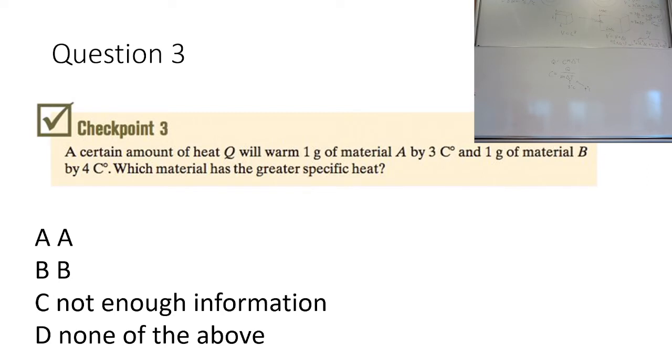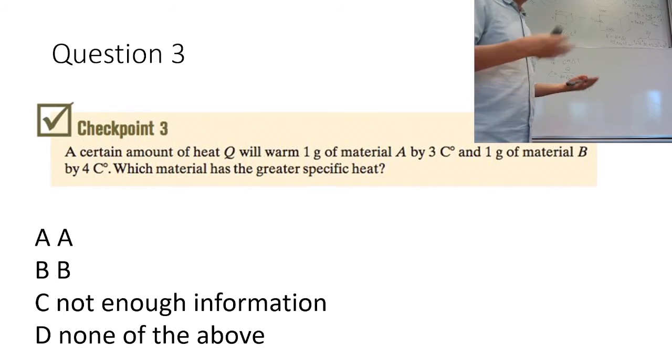so material A basically only goes up by 3 degrees. So it takes more energy to raise it by 1 degree. You're pumping in the same amount of energy, but material B goes up in temperature quite easily, whereas material A doesn't go up, so it's kind of resistant to going up in temperature. Or conversely, to raise the temperature, you need more energy. And specific heat is a measure of how much energy you need to raise it by an amount of temperature.